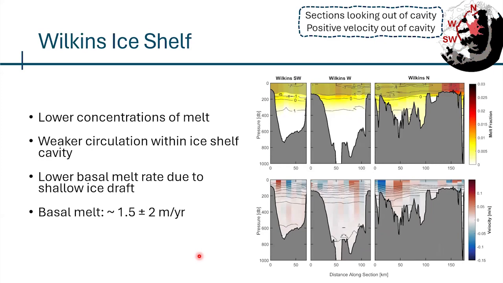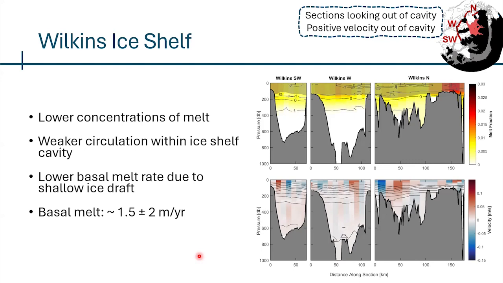If we then look at Wilkins, that map shows the different sections enclosing Wilkins ice shelf. You'll see that there are notably lower concentrations of meltwater around Wilkins ice shelf. Overall, through each of the sections, there are relatively weak net fluxes of mass. So the circulation within the ice shelf cavity appears to be a bit weaker at Wilkins compared to the throughflow underneath George VI.